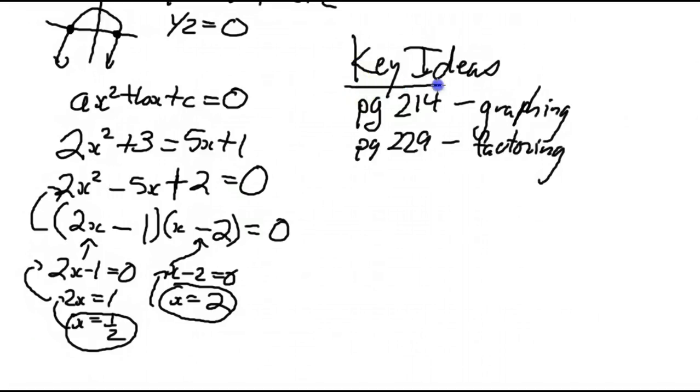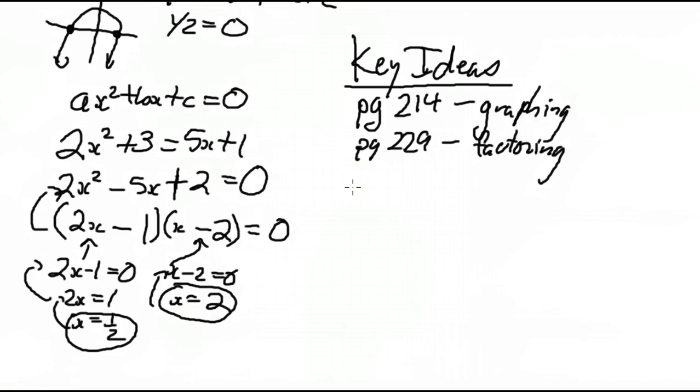Also remember, look for the key ideas, right? The key ideas for graphing are on page 214, just before the questions, and the key ideas for factoring are on page 229, just above the questions. So for every section that we've done questions on, take a look at the key ideas.